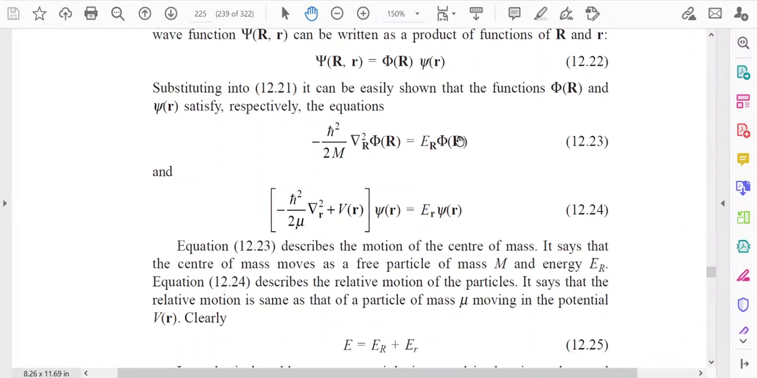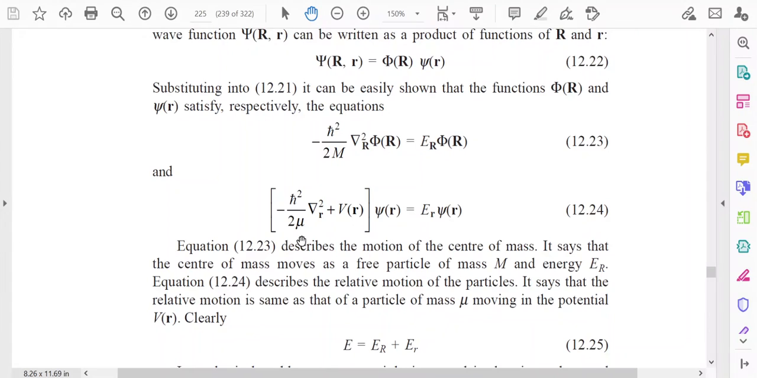So this equation concerns the motion of the center of mass, because the coordinate is the center of mass coordinate. It says that the center of mass moves as a free particle of mass capital M and energy E_R. The center of mass moves as if a free particle, because in this equation there is no potential term. So we can say that the center of mass moves as a free particle of mass M and energy E_R.